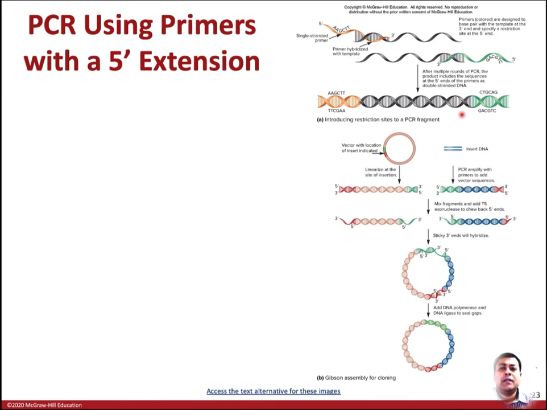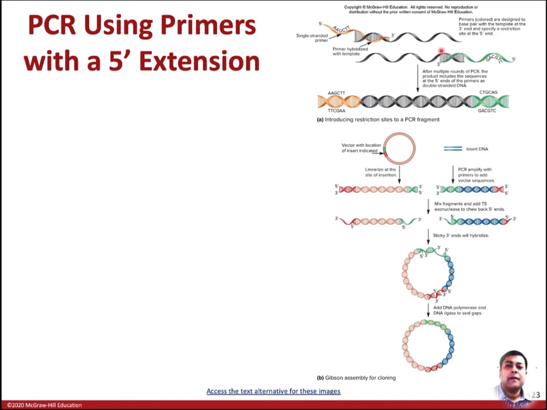Now what you can do is, you have your amplified DNA, you cut this PCR product with the restriction enzyme, and you cut your vector with the restriction enzyme. So your vector will have a sticky end. This will have a sticky end. You ligate them. You can ligate that PCR product. So this is the technique of your 5' extension.